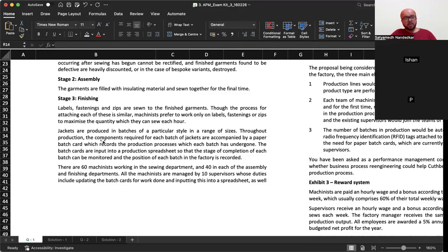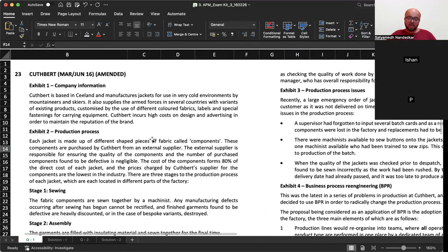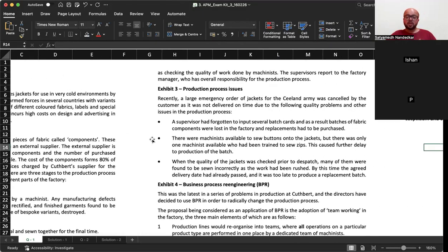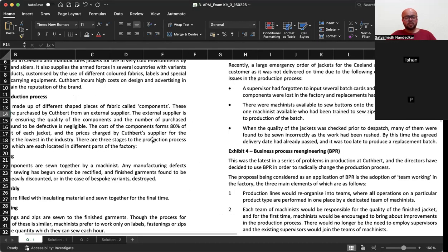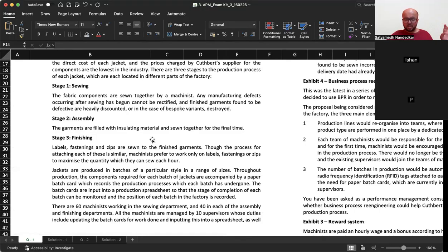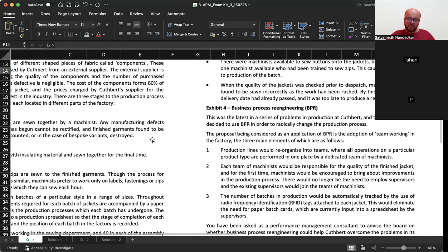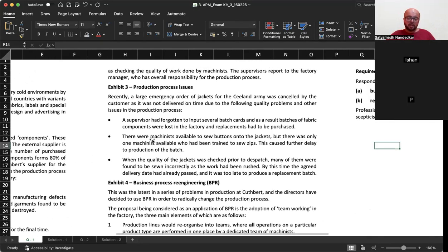There are 60 machinists working in the sewing department, 40 in each of the assembly and finishing departments. All the machinists are managed by 10 supervisors whose duties include updating the batch cards for work done and inputting this into a spreadsheet as well as checking the quality of work done by machinists. The supervisors report to the factory manager who has overall responsibility. So here the production process description is going on: that there are 3 steps, then where it goes from where, how many machinists are working, each assembly line has how many units, then how many supervisors there are, so those details basically. Production process issue.